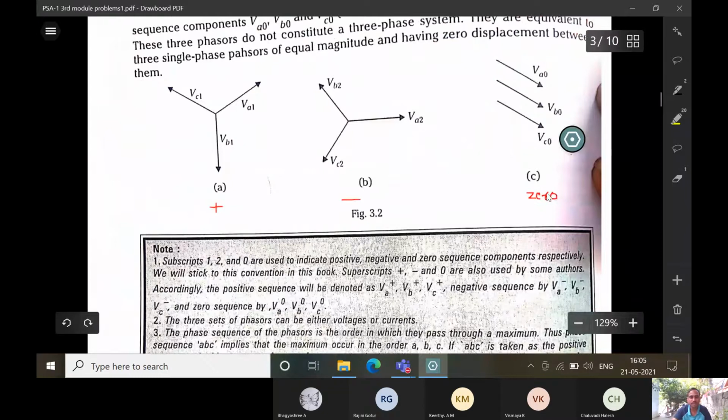We'll make it as three components: VA1, VB1 and VC1. All are equal in magnitude and differ by 120 degrees. The rotation is considered anti-clockwise, and the phase sequence A1, B1, C1 is ABC. That is your sequence, so this is called the positive sequence. In the negative sequence, we have A2, B2 and C2. Here A1, B1, C1 are in this direction, and here A2, B2, C2 are in the opposite direction.